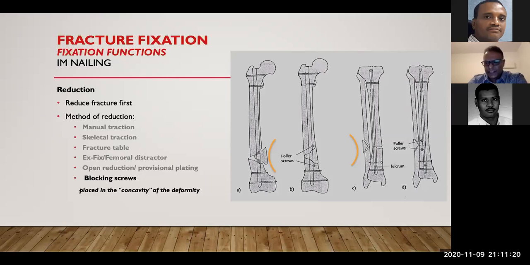However, in these cases, if you're using blocking screws, what I would normally do is put my lateral to medial screws, and if there is an option, especially in the distal tibia, an anterior to posterior screw, and this will help my rotation as well.